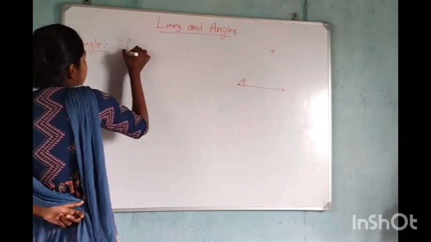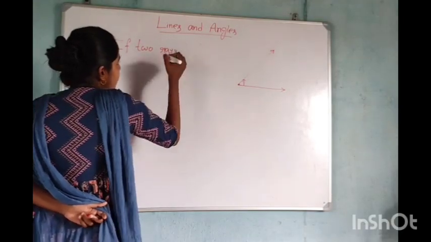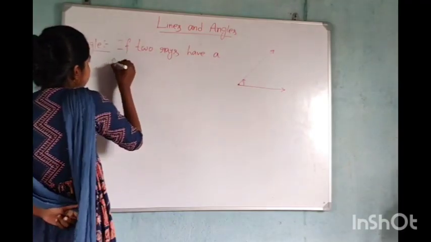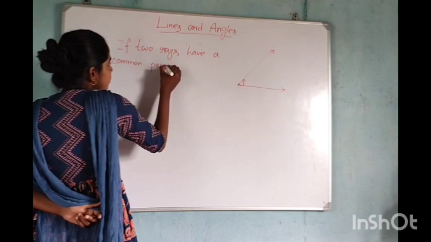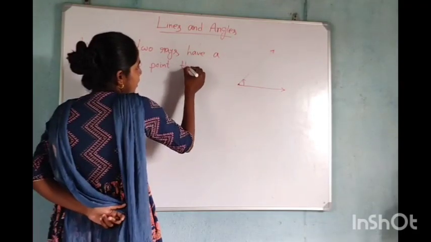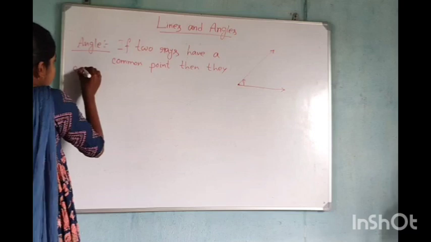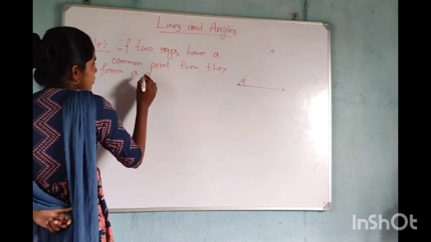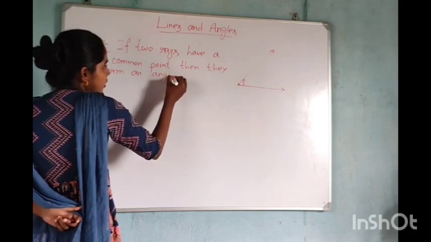If two rays have a common point, then they can form an angle.